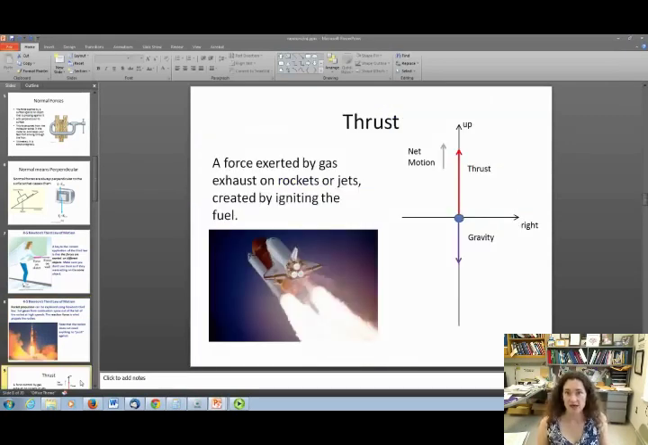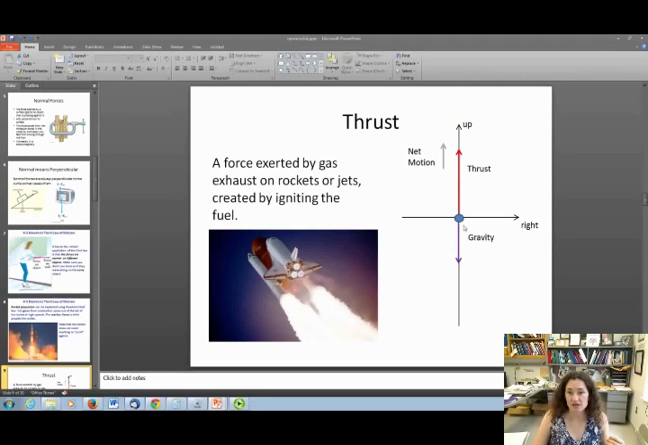So here's a free body diagram for thrust, okay? Thrust is a force exerted by gas exhaust on rockets or jets, and that's created by igniting the fuel, okay? So for our space shuttle here, we're going to assume that the space shuttle is going straight up, okay? So here I have my coordinate system chosen, and the circle is just supposed to represent the space shuttle. Remember that you don't need an elaborate drawing, the point is good enough. So here's my little circular blue rocket. The thrust is propelling it upward, that's the red force vector, okay? And then gravity is pulling down on the object.